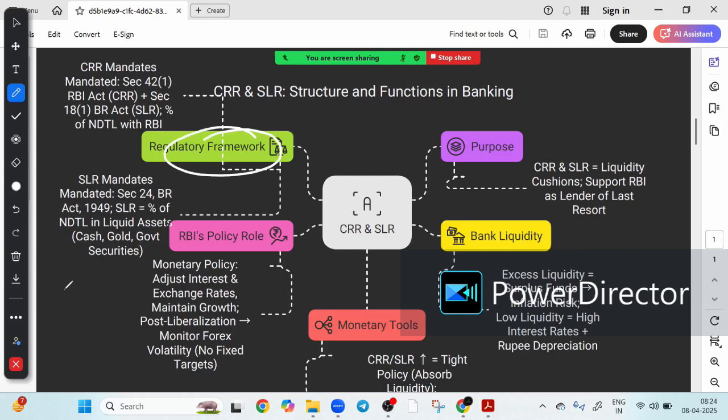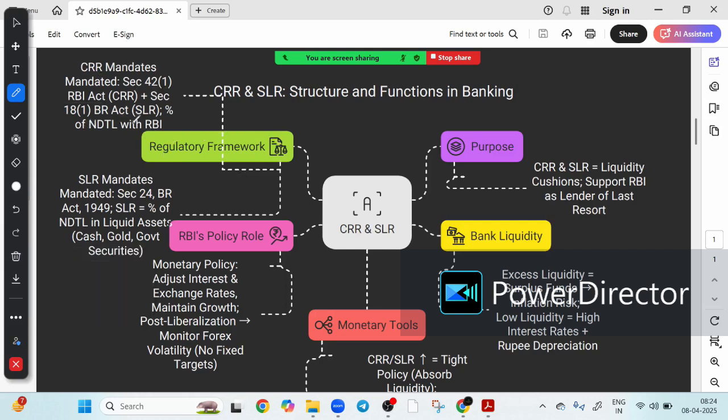So friends, you know the cash reserve ratio, or we call it CRR, right? CRR is governed by Section 42 Subsection 1 of the RBI Act, where banks must maintain a percentage of their NDTL, net demand and time liability, with the RBI in cash. Yes, this has to be maintained in cash because the name itself is cash reserve ratio. So you should remember the section number also, right?